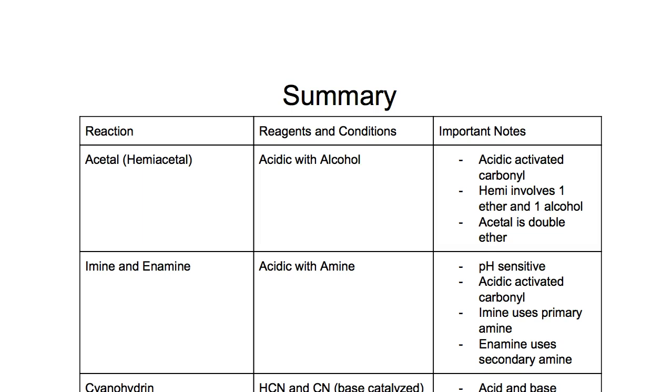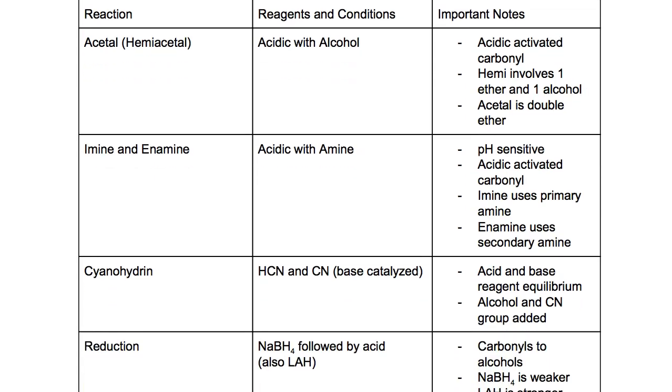To start with, we discussed the acetal/hemiacetal reaction. This required acidic conditions and an alcohol of choice. You can pick out the alcohol you want. Keep in mind, the more sterically hindered your reagents, the less likely the reaction will go, or at least the slower it will go. Now, important notes. This is going to create an acid-activated carbonyl. The hemiacetal form involves one ether portion and one alcohol, so it is a halfway point of the official acetal reaction. And then the acetal is a double ether. Let's also keep in mind that this is reversible.